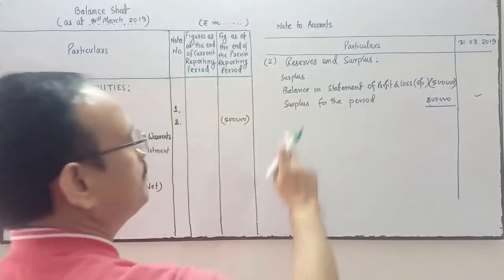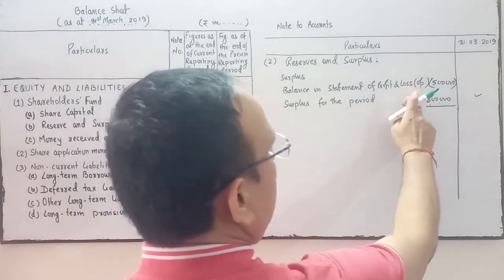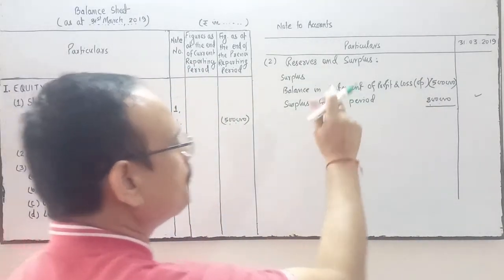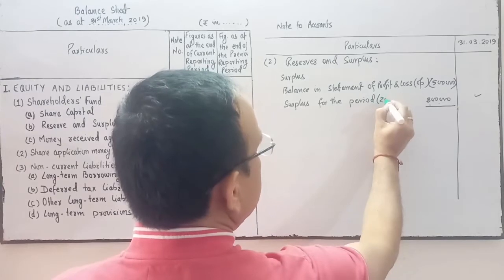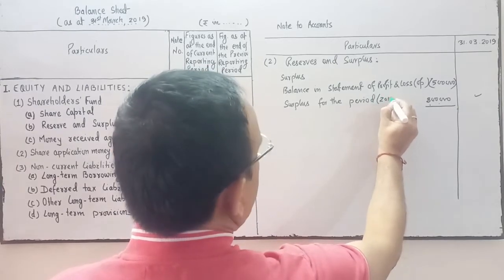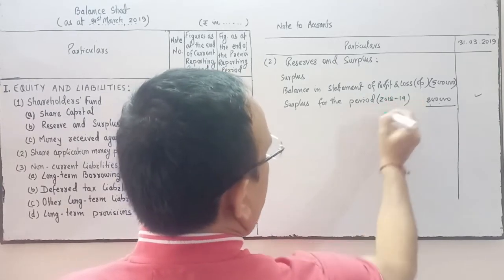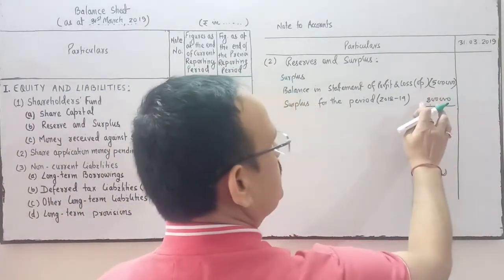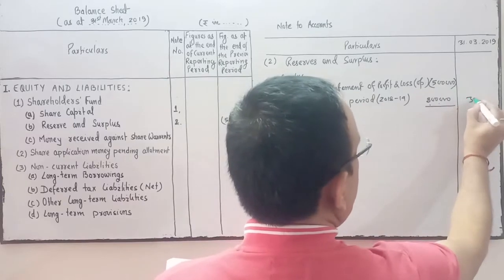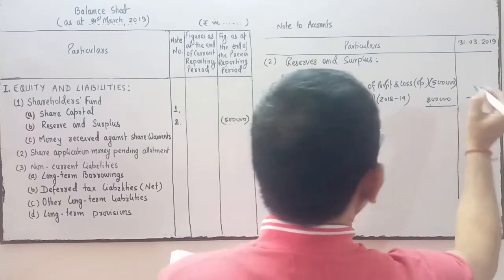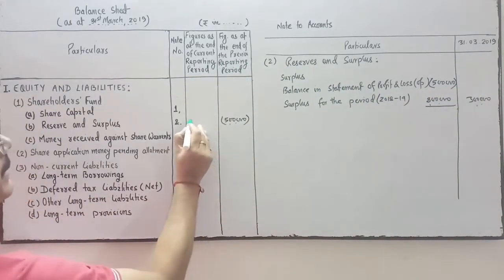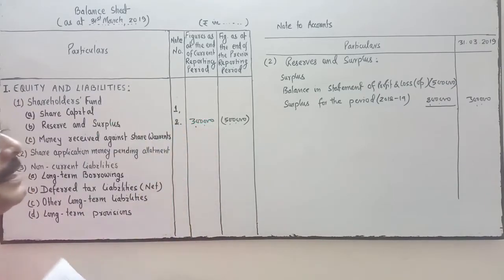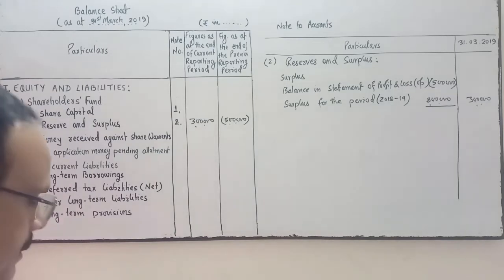Opening balance in the statement of profit and loss was 5 lakhs negative, and the profit for the period 2018-19 is 8 lakhs. So minus 5 lakhs plus 8 lakhs, it's 3 lakhs. And this 3 lakhs we'll write over here in the current reporting period.